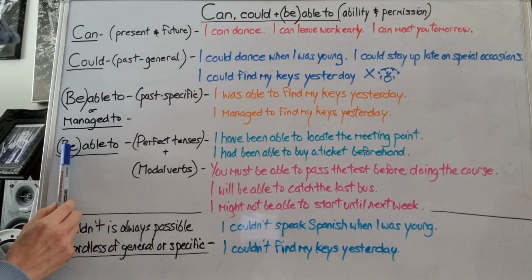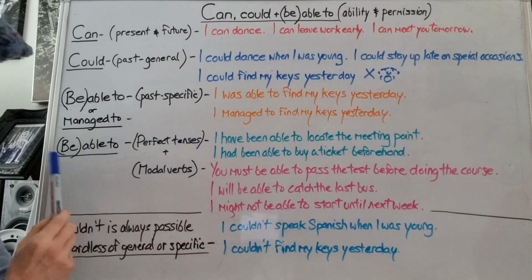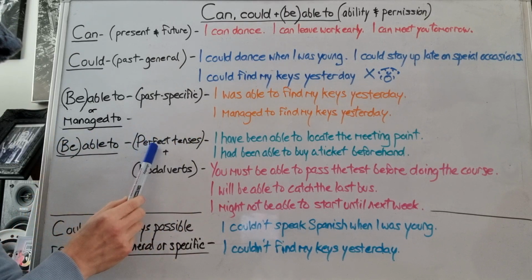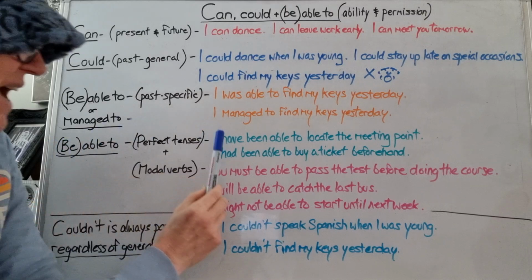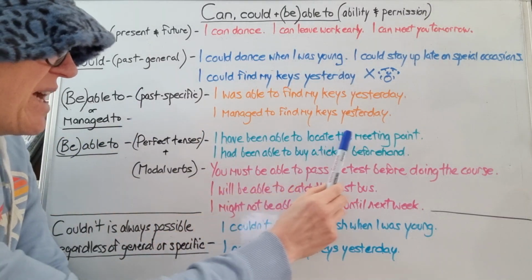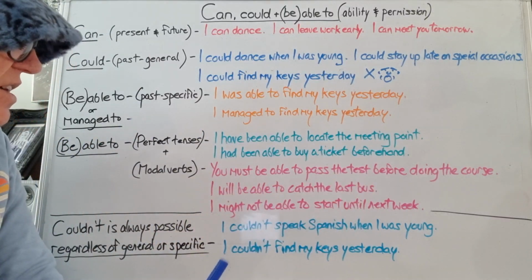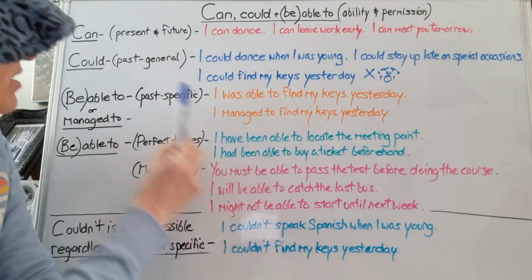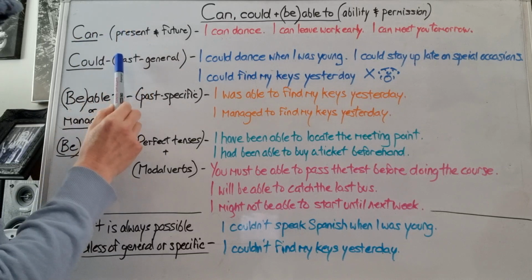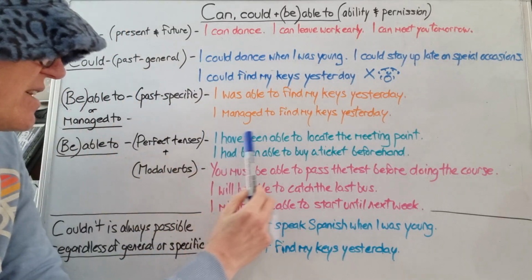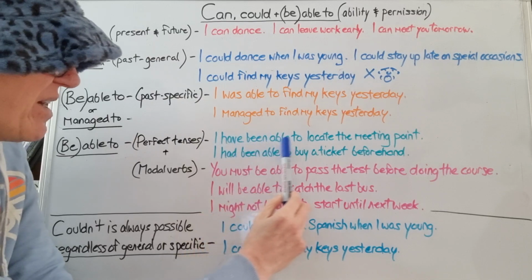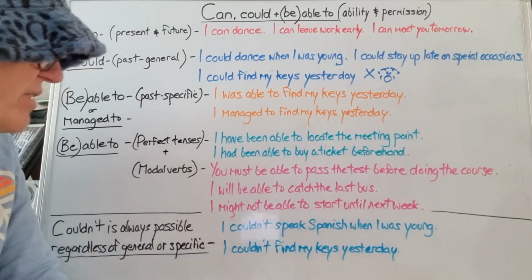Now we also use be able to for perfect tenses. So this would be been, because we have to use the past participle in perfect tenses. I have been able to locate the meeting point. You can't use can or could because it's present, and we can only use can or could for present and past, not for present perfect. So for present perfect, we use been able to. I have been able to locate the meeting point.